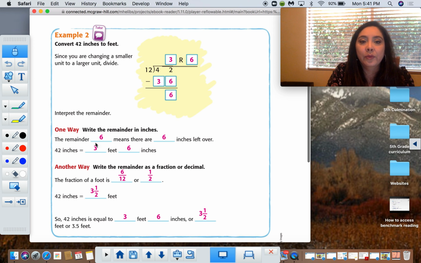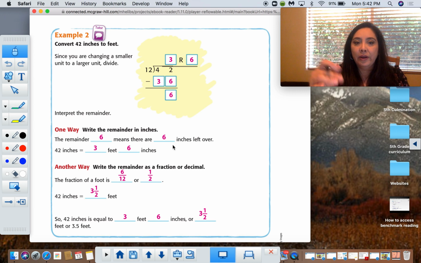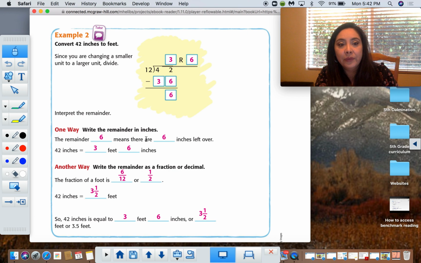So the remainder is 6. 6 means there are 6 inches left over. So there are 3 feet and 6 inches left over. 42 inches is the same thing as 3 feet and 6 inches. Another way to write the remainder is as a fraction or a decimal.